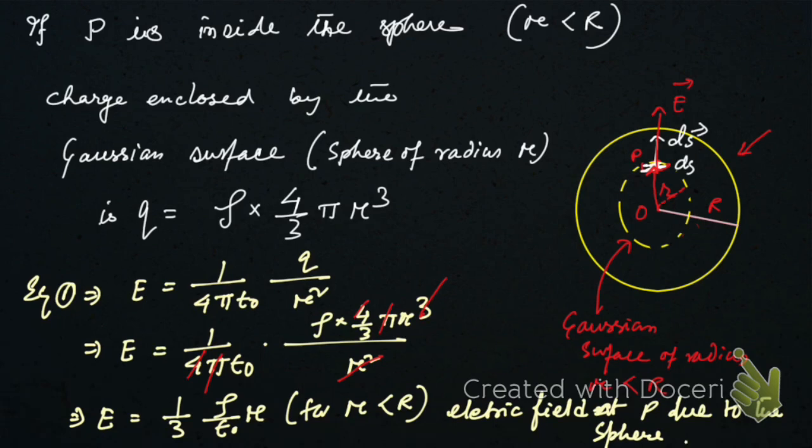Now you see, in the next video we're going to discuss the electric field intensity at a point due to a uniformly charged infinite sheet. In that case also, we will see how to apply Gauss law to find the electric field. We're going to discuss that in the next lecture.